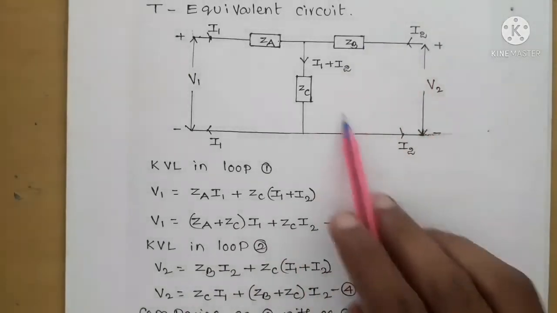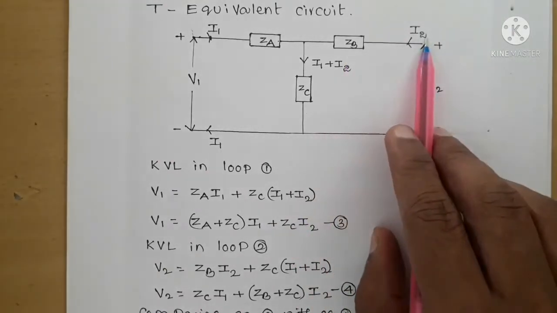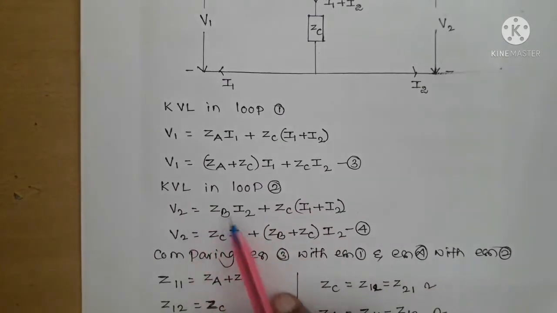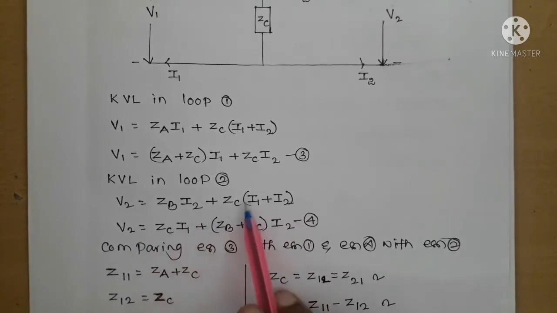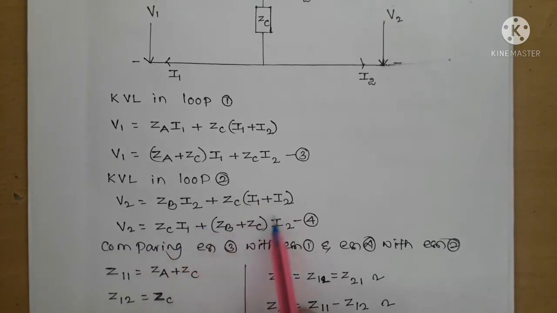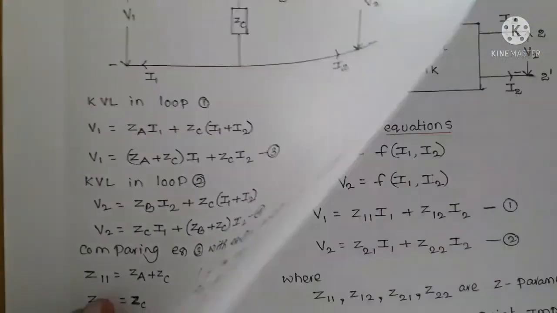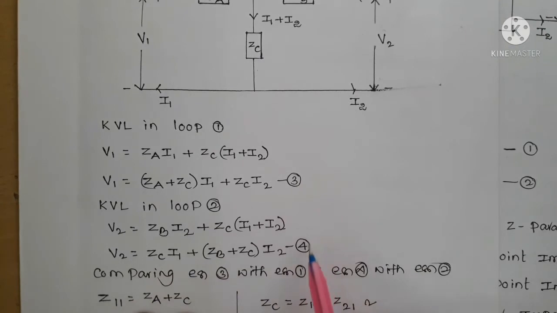Similarly, if you write the KVL equation for loop 2, we get V2 equal to ZB I2 plus ZC into I1 plus I2. So V2 equal to ZC I1 plus ZB plus ZC into I2. Let it be equation 4. Now let us compare equation 1 with equation 3 and equation 2 with equation 4. Equation 1 and equation 2 are the Z parameter equations, and these are equation 3 and equation 4.